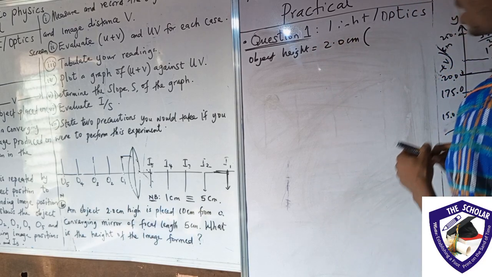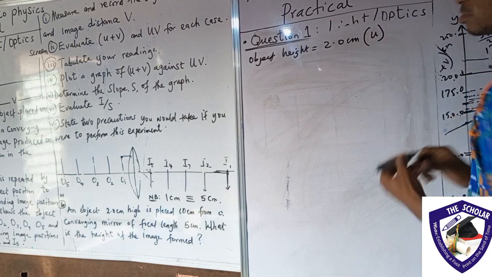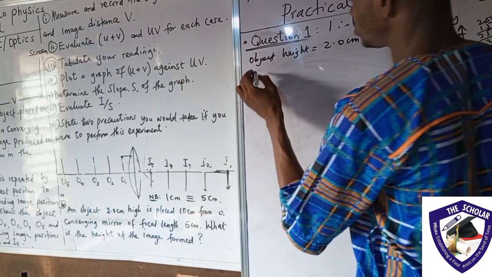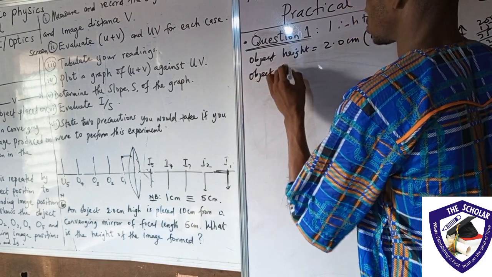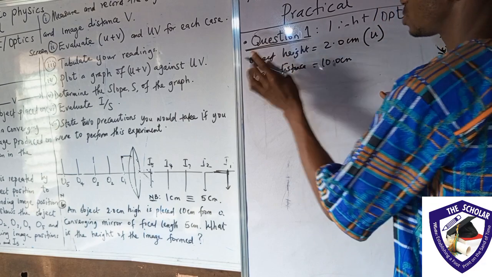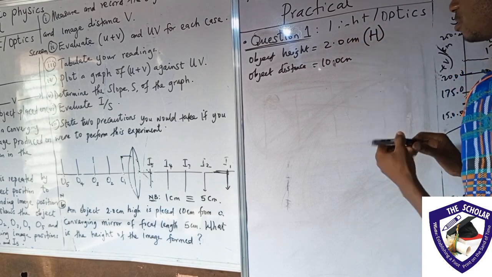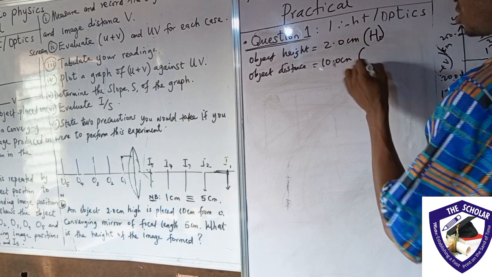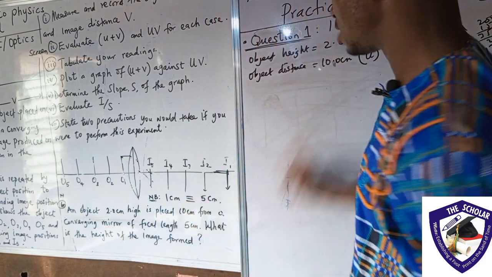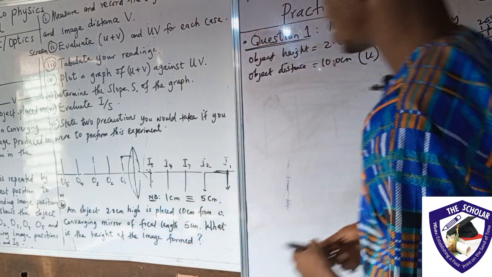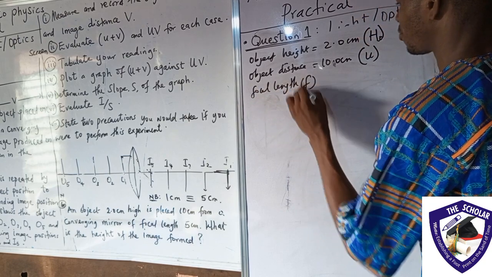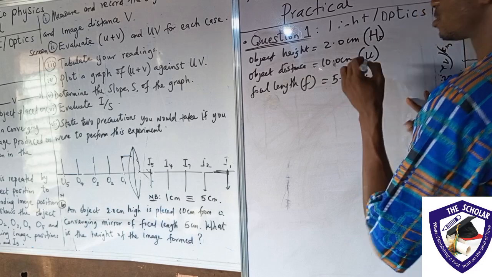In a proper aspect, we use object as our U. Then is placed 10 centimeter from a converging. So that's object distance. Object distance 10.0 centimeter. So let's use the object height as H naught, to differentiate between the object distance, which is U. Now, is placed 10 centimeter in front of converging mirror. Our focal length, F is equals to 5.0 centimeter.